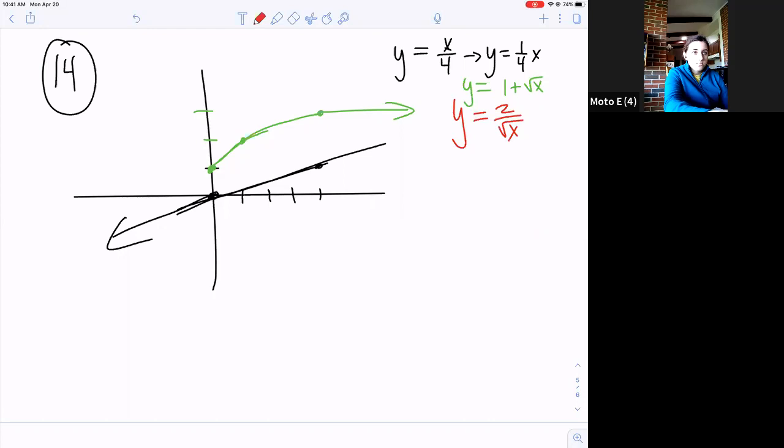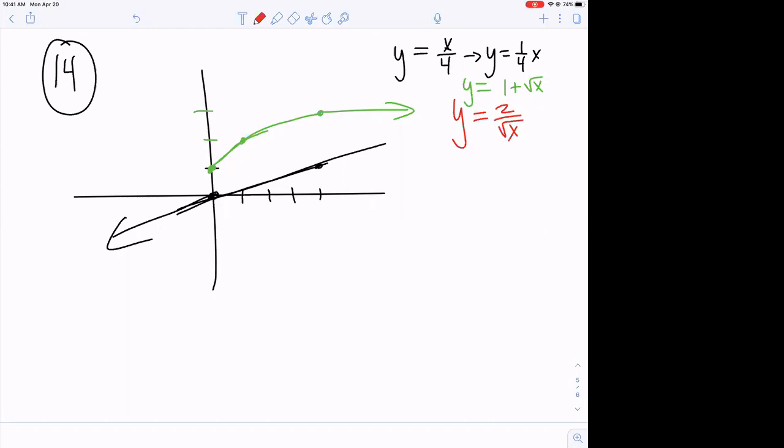Well, with this thing, you can't plug in 0 because the square root of 0 is 0 and 2 divided by 0 is undefined. But you could plug in 1, and the square root of 1 is 1, and 2 divided by 1 is 2. So at 1, it's right here at 2. And at 4, it's actually right here at 1.